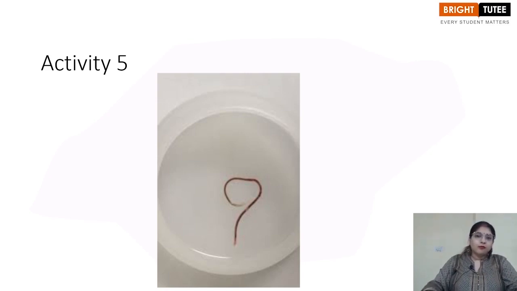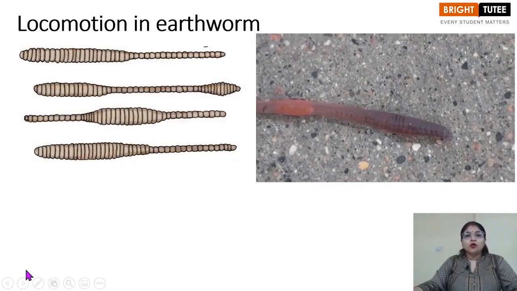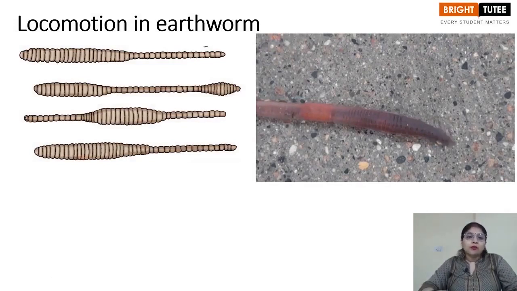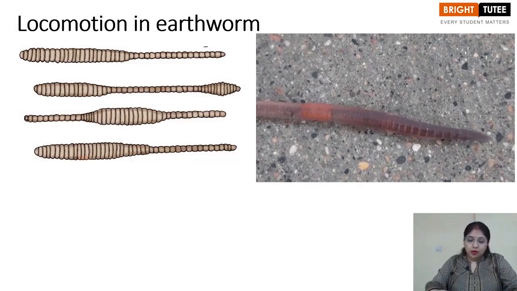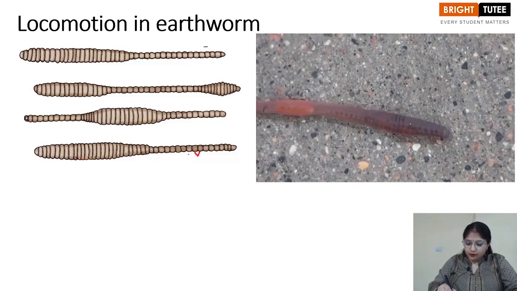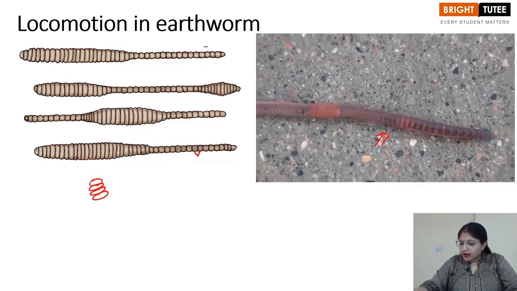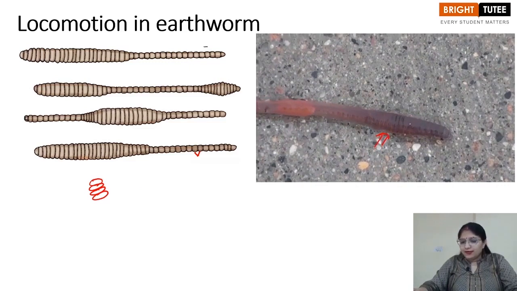Now, once we've performed this activity, let's go ahead and look at the locomotion in the earthworm. That is, how does an earthworm move from one place to the other? Now, as you know, the earthworm has a body which contains rings that are joined end to end, right? You can see this is how the earthworm's body is, as you can see in this video also, there are rings present on the earthworm.